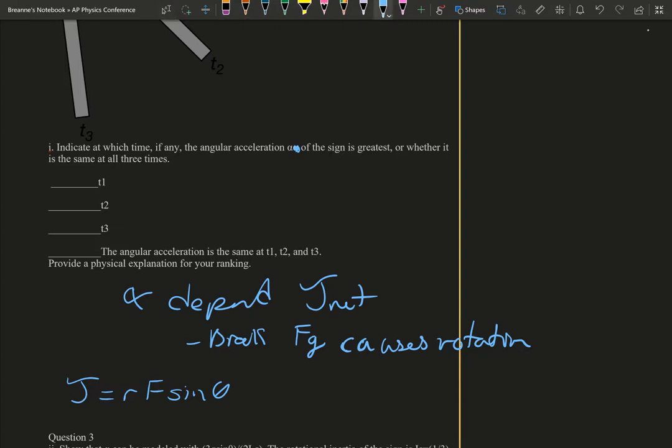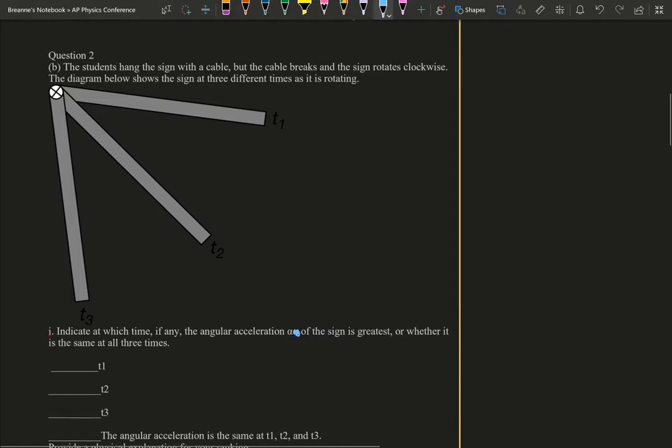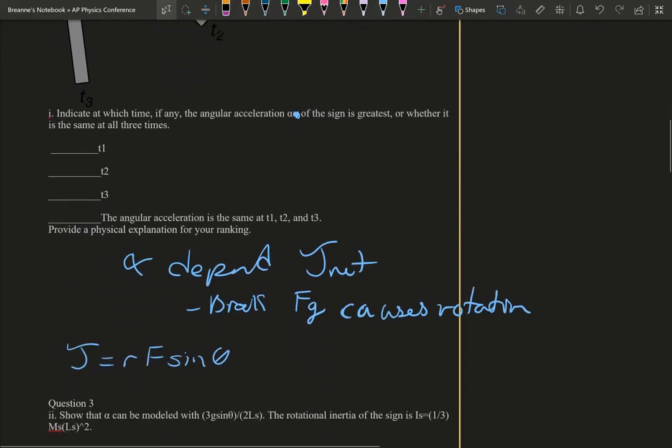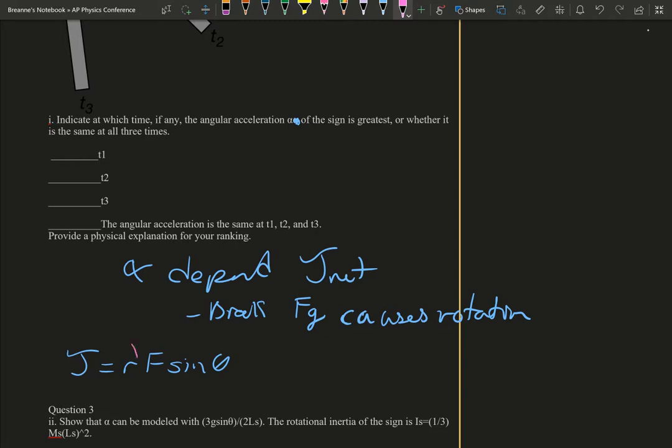The radius isn't changing, because the force of gravity always just starts in the middle. So your radius is not changing. Your force is not changing. So the big thing that's changing is your sine. So what's happening to your theta? Your theta is decreasing. So as your theta decreases, your torque decreases. That is a direct relationship.